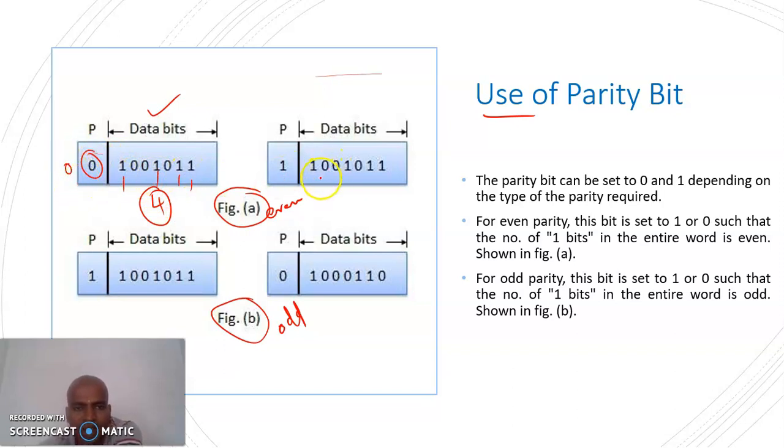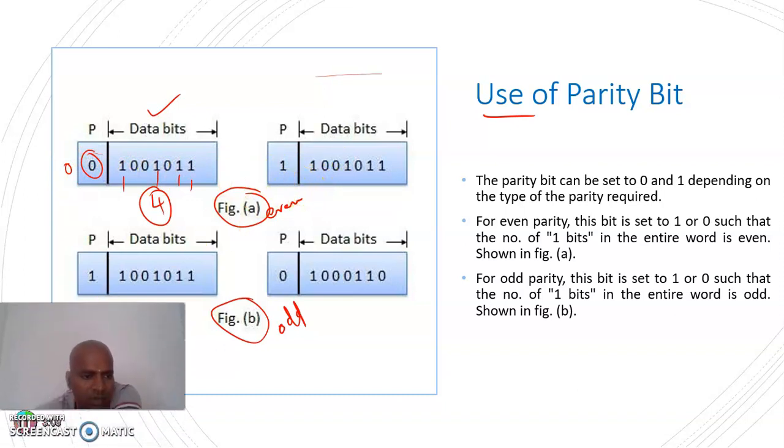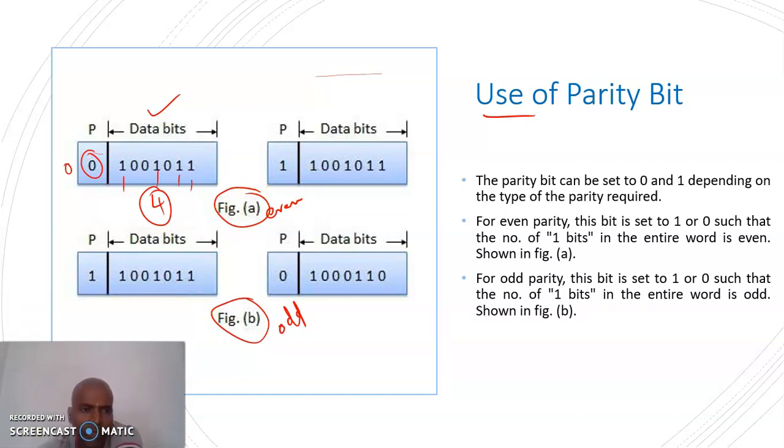Have a look at the second one. If I want to convert this data into odd parity, again we need to look at the number of ones present in the data bits: 1, 2, 3, 4. Again 4 ones are there. To convert this data into odd parity, in the parity bit place I add one more 1. Now look at the total count: 5 ones are there. So this is odd parity.